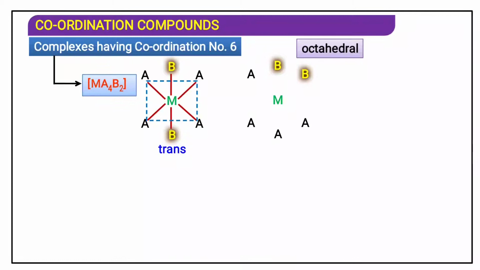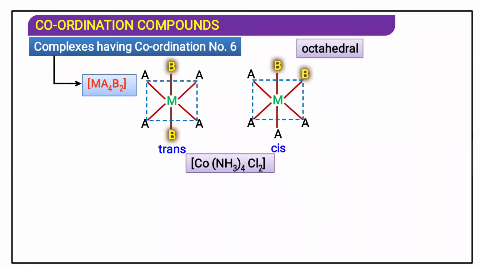Now B is at the 1-2 position. One, two. I can write in the plane, I can say any atom as 2. So this is said to be 1, 2. So this 1-2 is said to be the cis configuration.